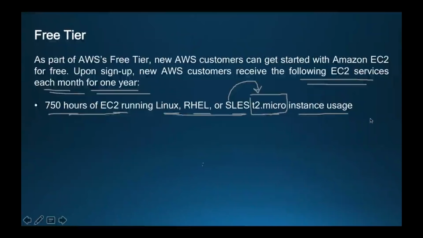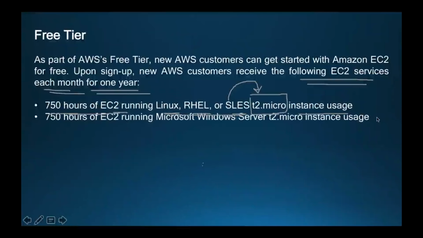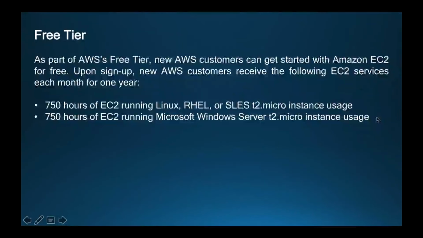Now the same applies to 750 hours of EC2 running a Microsoft Windows Server T2.micro instance. This is the same thing, but the difference is that instead of Linux, you have the Windows Server T2.micro instance type. The instance type is the same, but the platform is Windows. So you can run a Windows-based instance free for the entire 1 year.